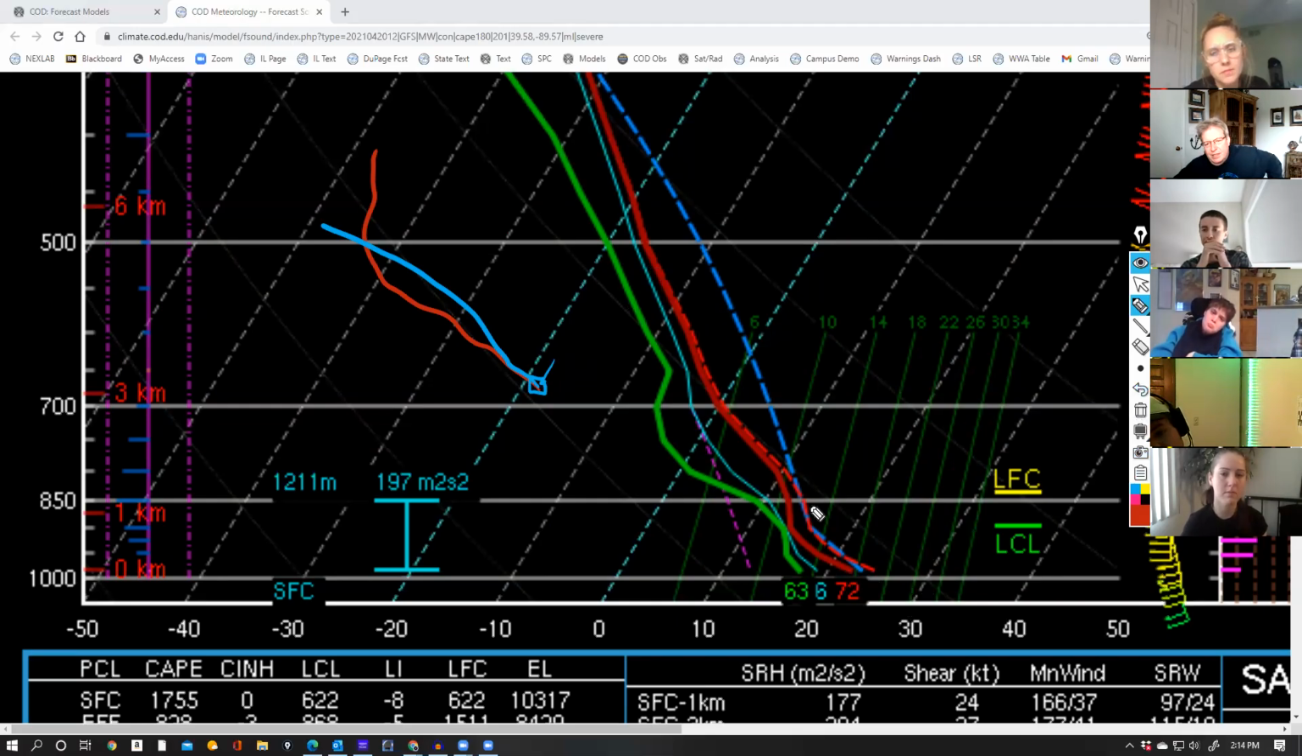What's this red dash line? You guys have any idea what that red dash line might be? Would that be surface heating? No. That red dash line is something known as the virtual temperature.